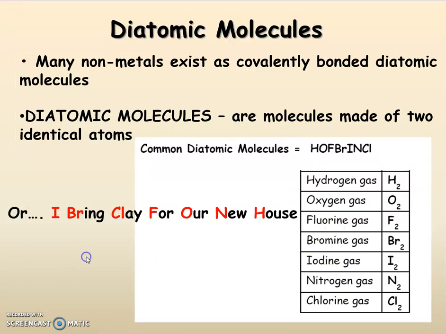There's a couple of ways that you can remember it. One catchphrase to help you is "I bring clay for our new house." Each of those begins with the letter of the element symbol. Whereas if you were in my class, or some other teachers use this as well, I use Hofbrinkel: hydrogen, oxygen, fluorine, bromine, iodine, nitrogen, chlorine. Now, I don't care how you remember it. I'm never going to ask you what Hofbrinkel means. I just want you to be aware that when I say bromine, it's never just one bromine. It comes as a pair, so Br2. Or if we say hydrogen, it's never just H, it's H2.